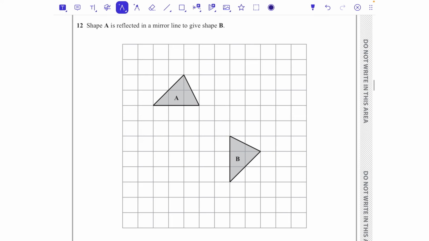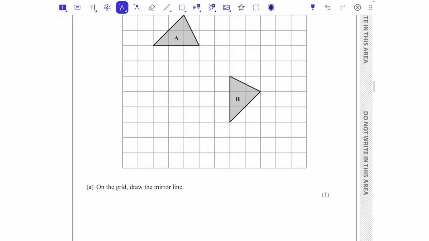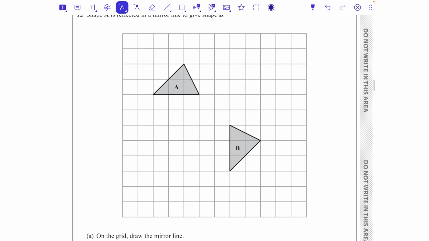Okay, question number 12. Shape A is reflected in a mirror line to give shape B. On the grid, draw the mirror line. Okay, so if my mirror line was like this, then the shape would be over here. So that's no good. If my mirror line was like this, then the shape would be down here. And that's also no good.